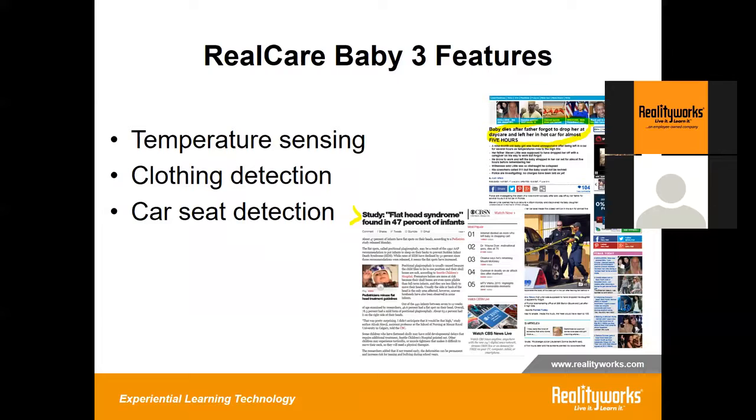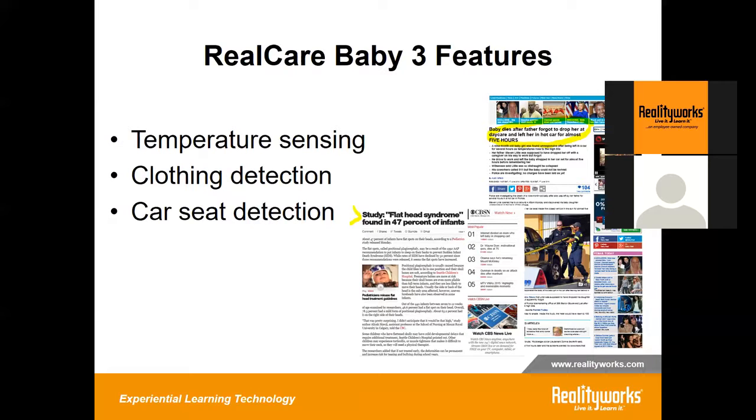So if you do not have RealCare Baby 3, I just wanted to go over what you would be getting if you did trade in, which is the latest version of baby known as RealCare Baby 3. This baby came out in about 2012, so we have had it for a few years, so you may be familiar with this, but if you're not, I really wanted to hit on what those features are. So we changed the student experience when we came out with this baby.